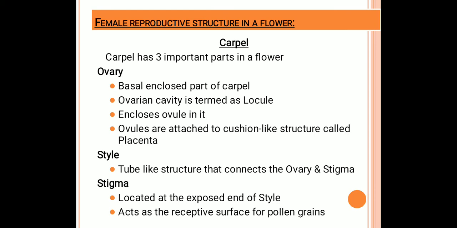Why does it have a flat part? To place the pollen grains. It acts as the receptive surface. Why is it called the receptive surface? It receives the pollen grains. Okay, that is the female reproductive structure in the flower.